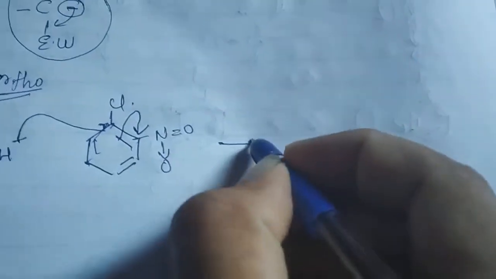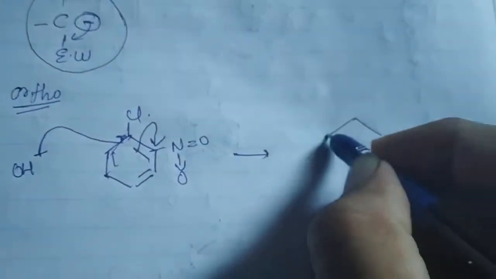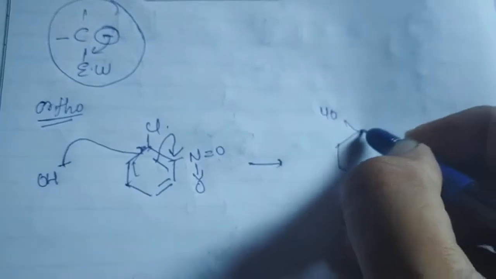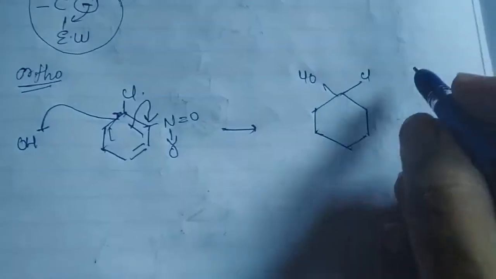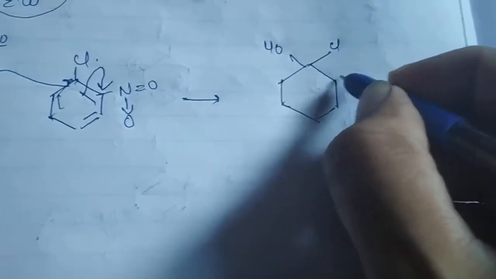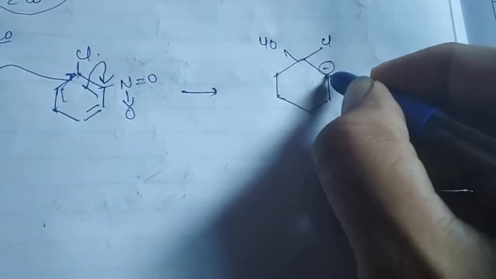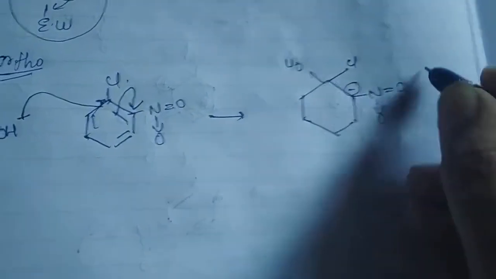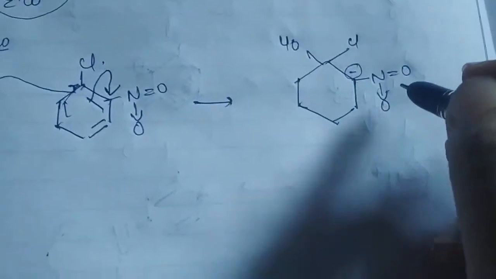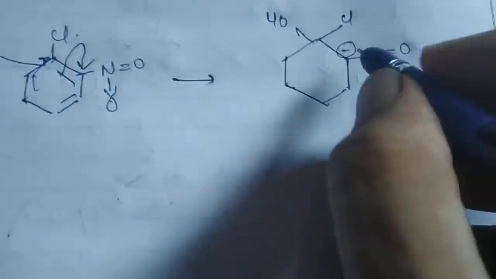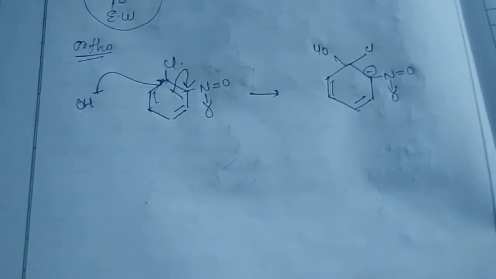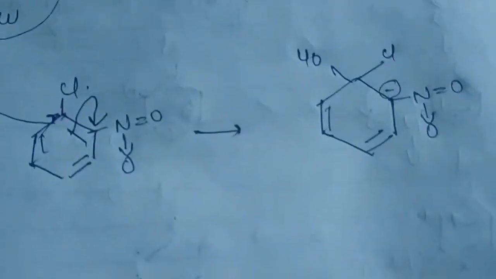So what I'm going to get is my product, somewhat in this way: OH, Cl. Here I have my carbanion, which is also attached to an electron withdrawing group. When I talk about its resonance structures, of course you're going to get many resonance structures. But the important concept is what you have to keep in your mind.